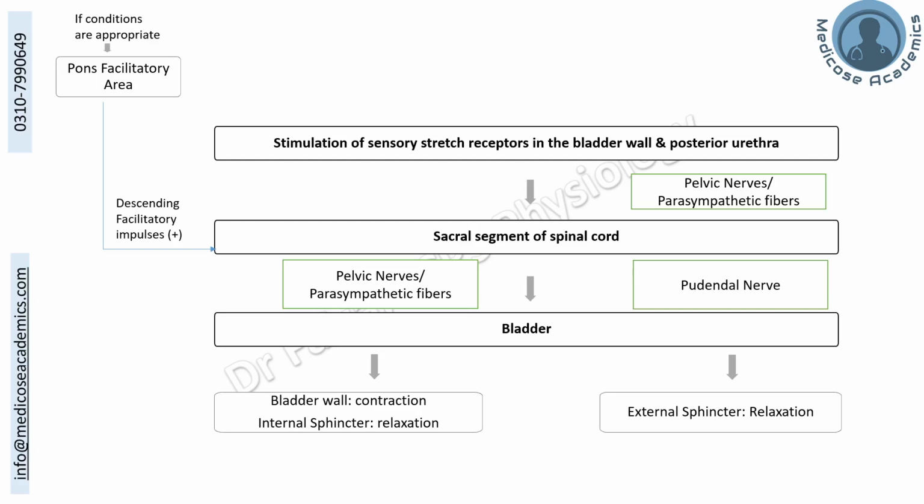This flowchart of the micturition reflex is also including the role of the facilitatory area from the higher brain centers. For example, the micturition reflex is initiated by the stretch in the bladder wall, and if the conditions are appropriate, the pons facilitatory area by the facilitatory impulses will be strengthening the micturition reflex, and the rest of the micturition reflex is of course the same by the efferent nerves of the parasympathetic nerves and the pudendal nerve.